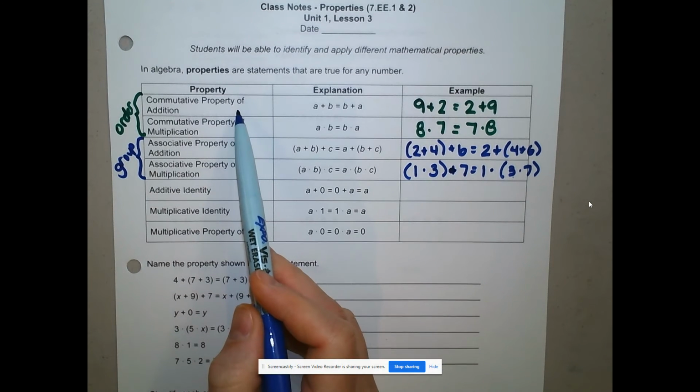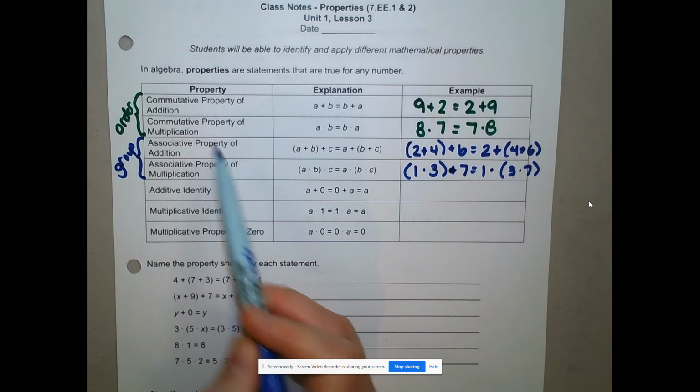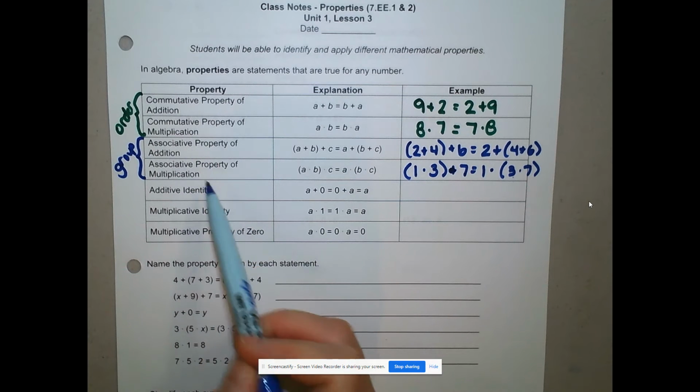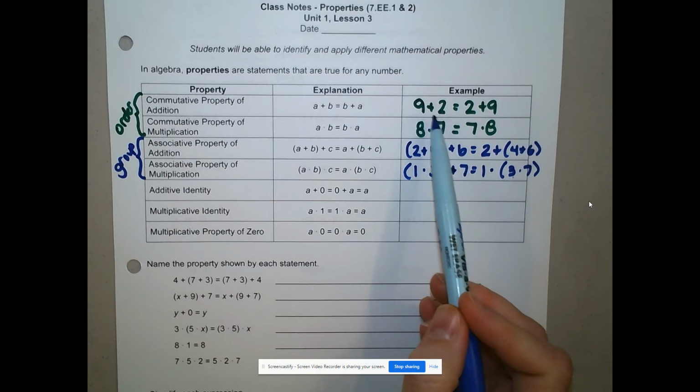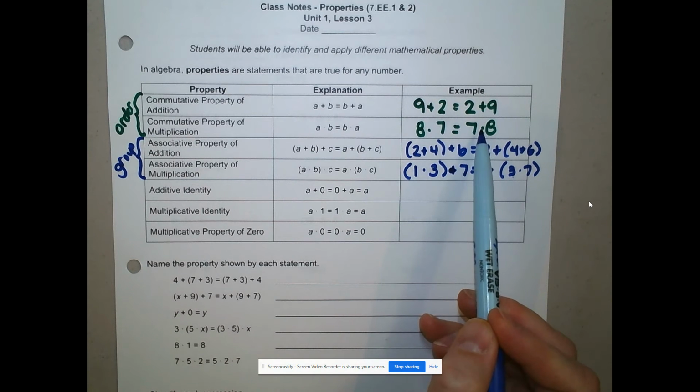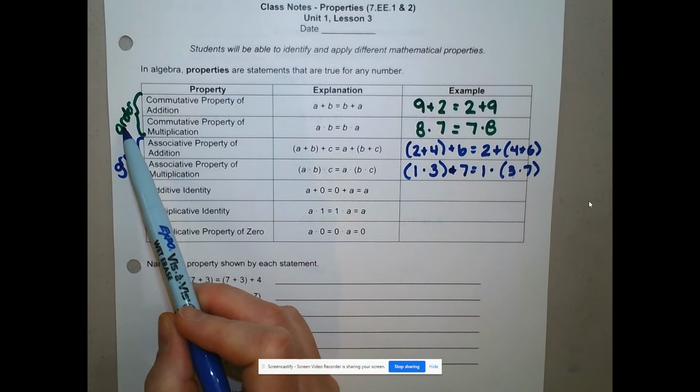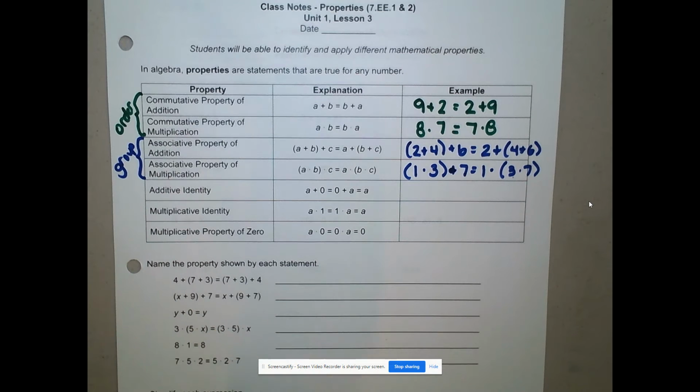So there's an addition property for commutative, and there's an addition property for associative. There's a multiplication property for commutative, and there's a multiplication property for associative. So it's really important to look at whether or not you've got addition symbols or multiplication symbols, whether you're changing the order of the number or you're changing the grouping of the number.